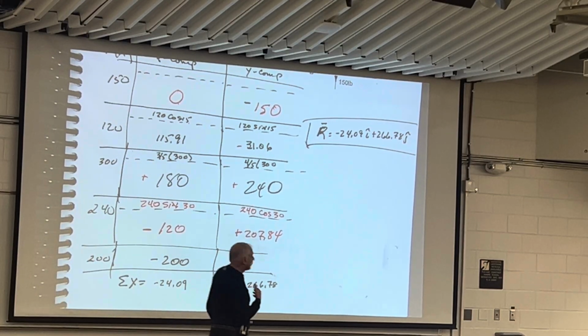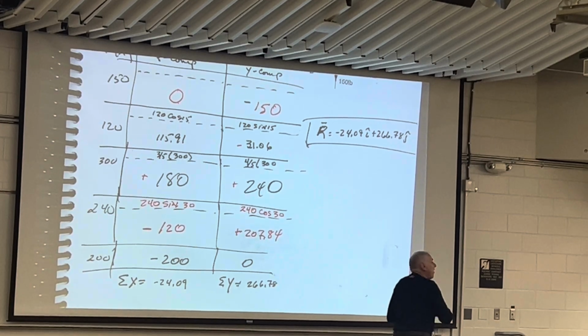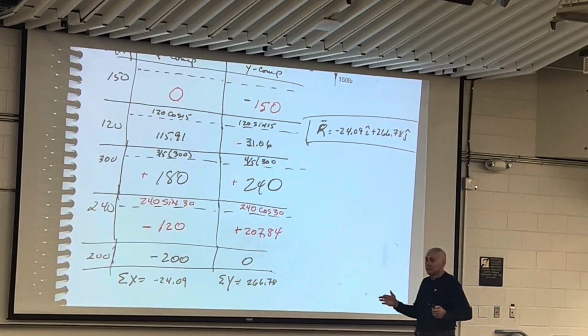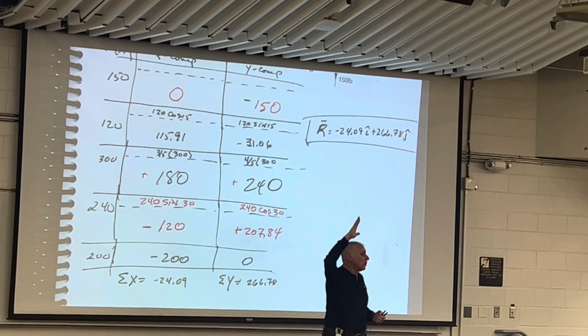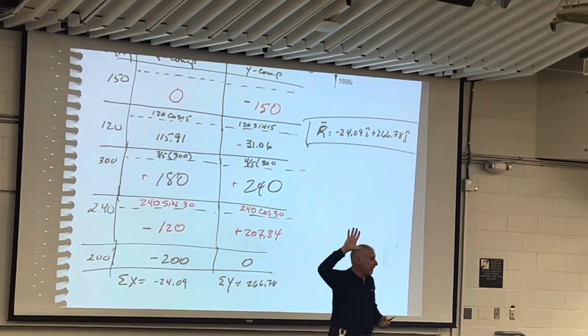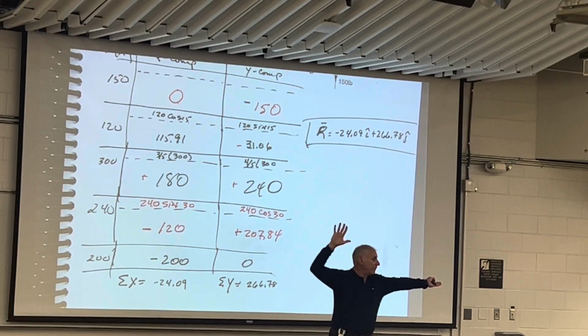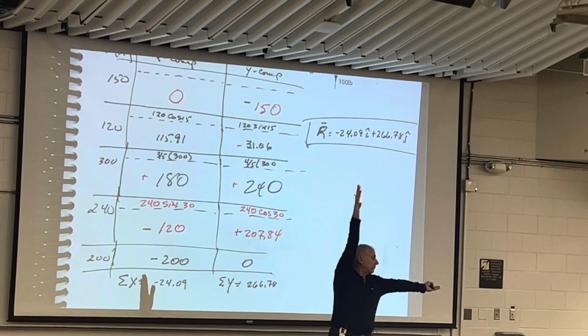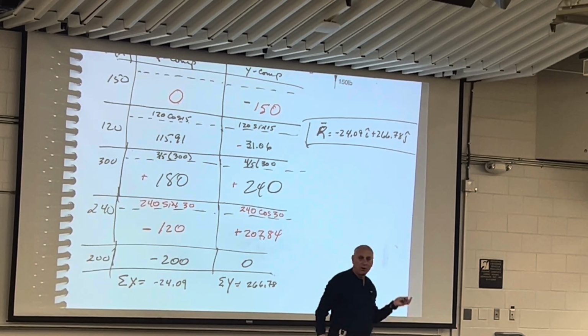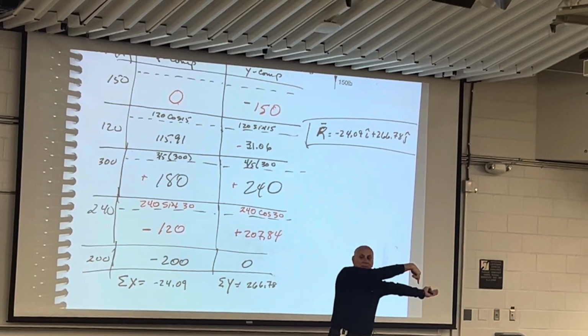Just by looking at that resultant, where does the resultant lie? The first, second, third, or fourth quadrant? Second. How many know that? How many don't know that? Raise your hand if you don't know. Don't be shy. Everybody's good. I don't need to explain it. Negative, positive. What quadrant is this in? If this is 1, 2, 3, 4. Negative, positive. It's in the second quadrant. Okay?